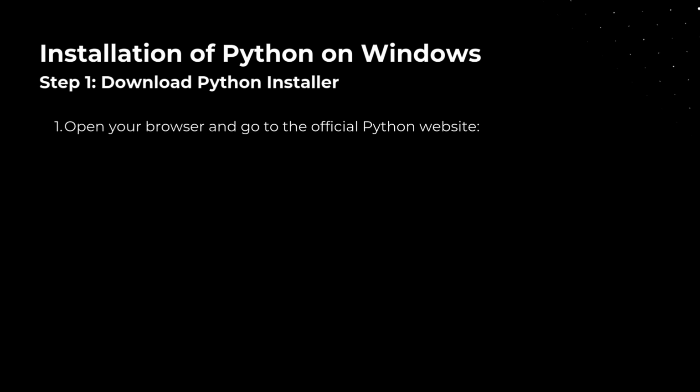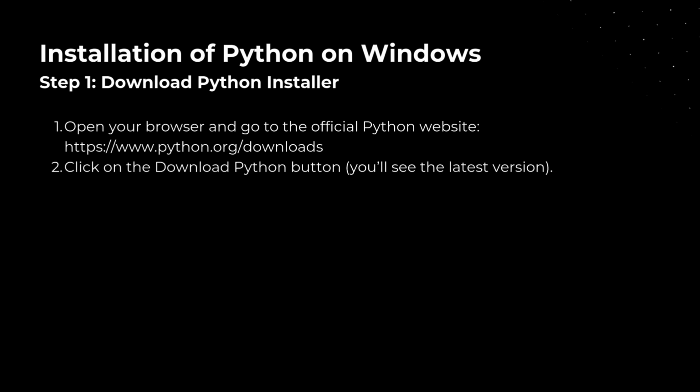Open your browser and go to the official Python website, that is www.python.org. Click on the Download Python button. You will see the latest version. The installer will be downloaded to your system.